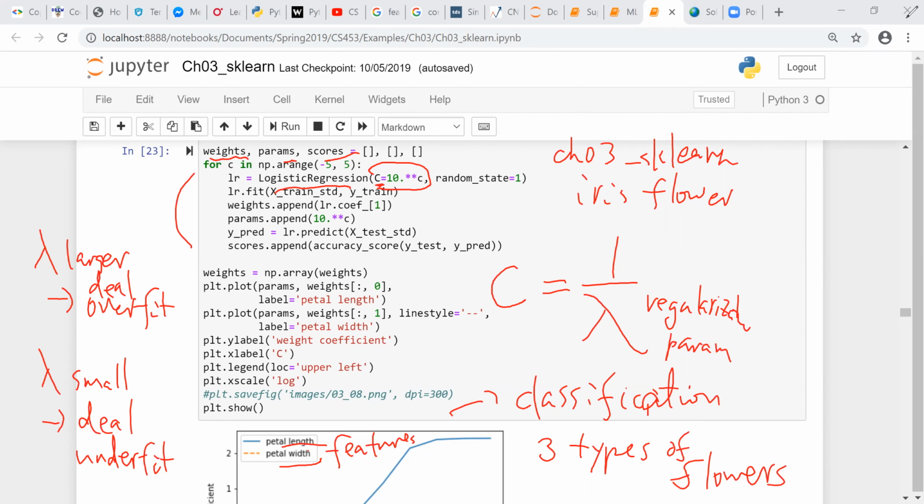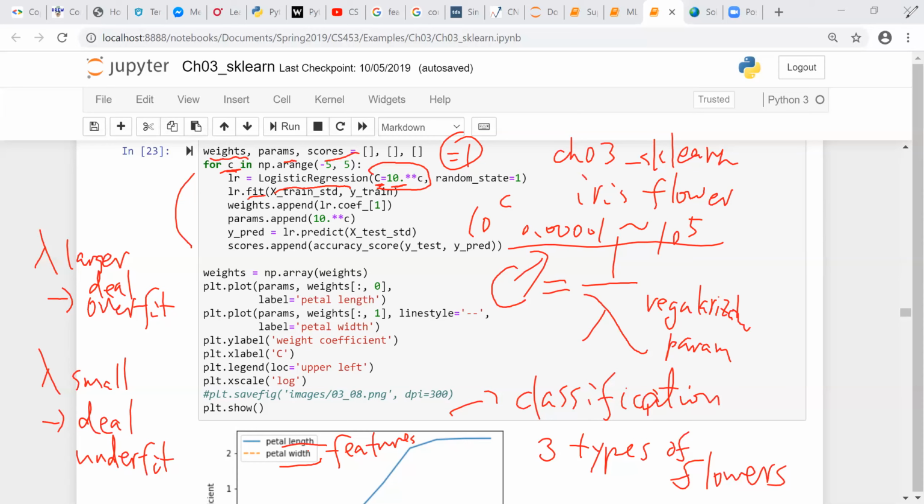If we don't specify, by default it is 1 in sklearn. So here we try to change it. Here C is from -5 to 5, and then what you do is 10 to the C, so the value should be from 0.00001 to 10^5, some range of values for our C.